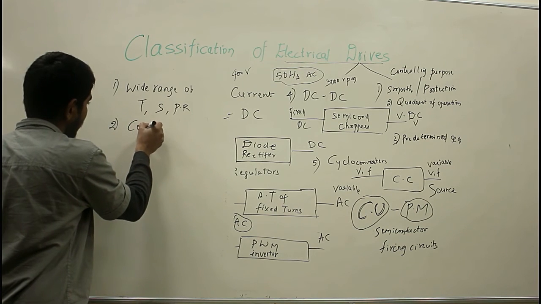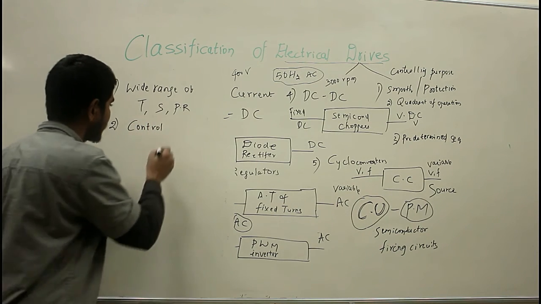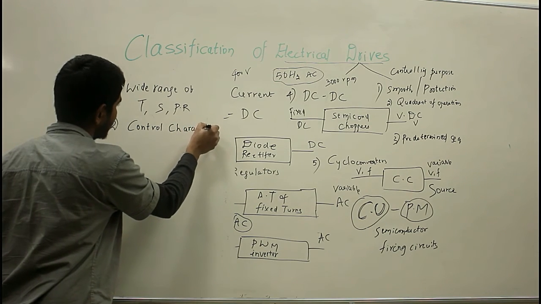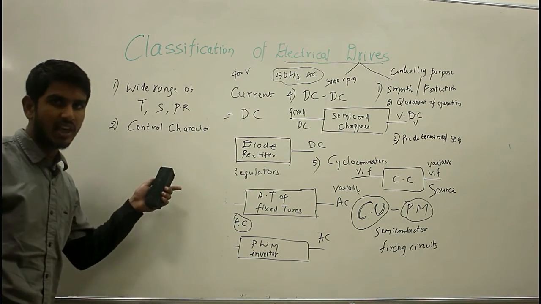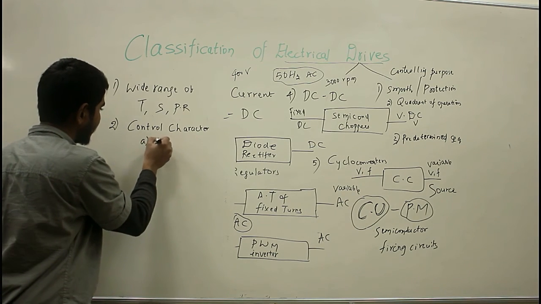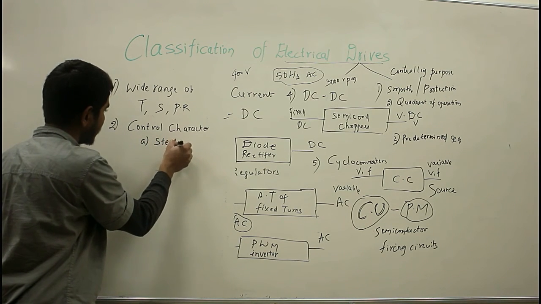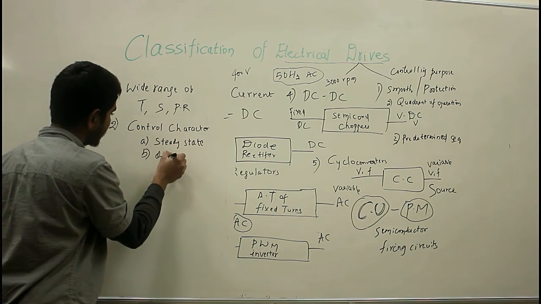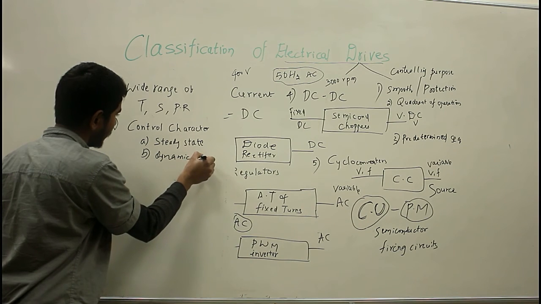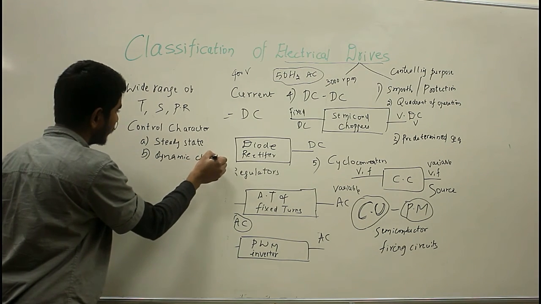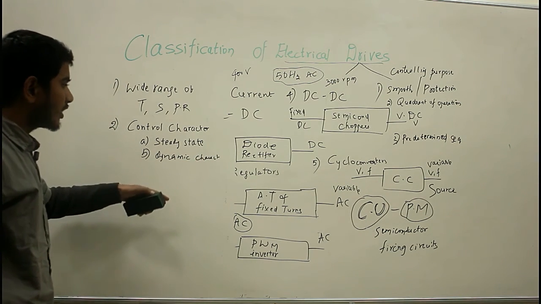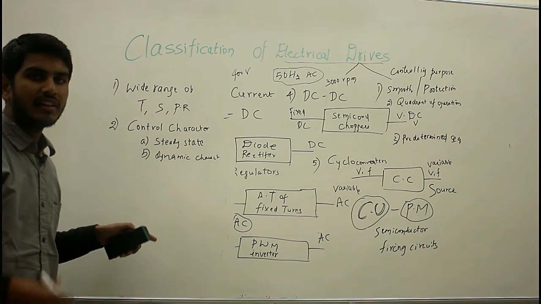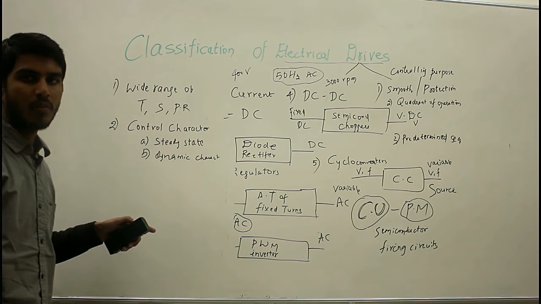That means according to the load requirements, these control characteristics can be modified to steady state or dynamic characteristics. Apart from this, the starting of the motor, the speed control, the gearing, and the electric braking of the motor can also be accomplished.